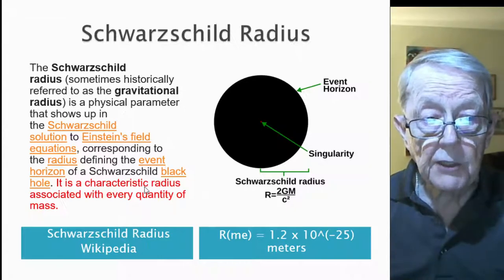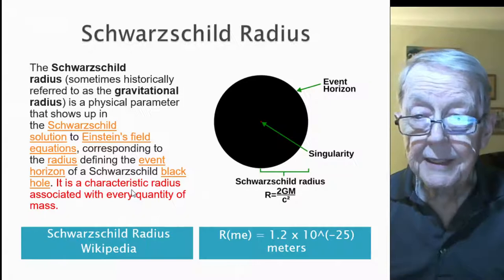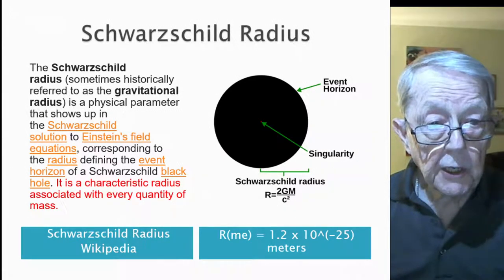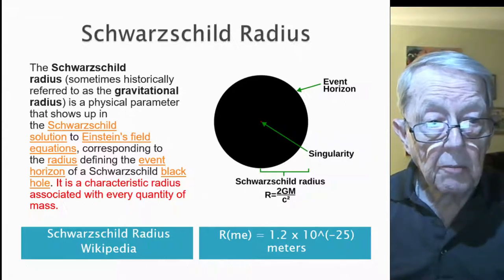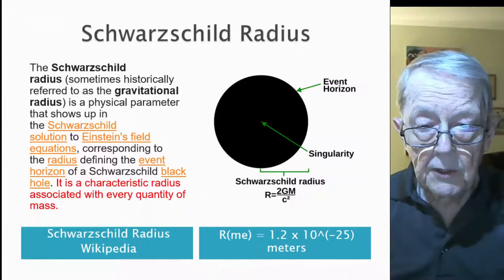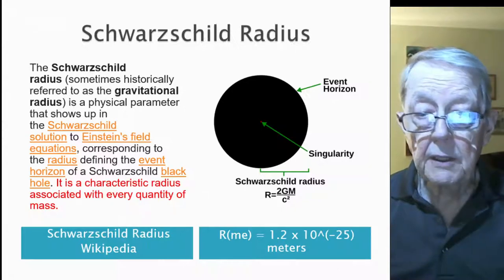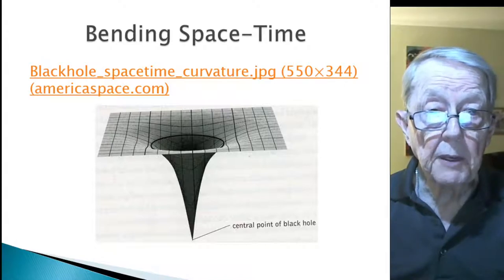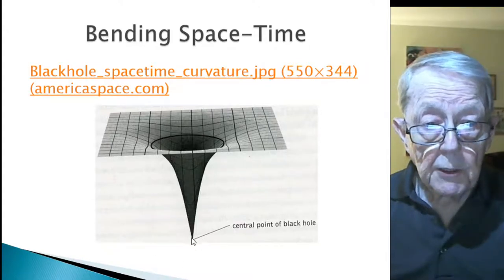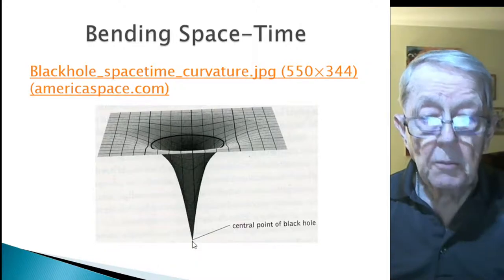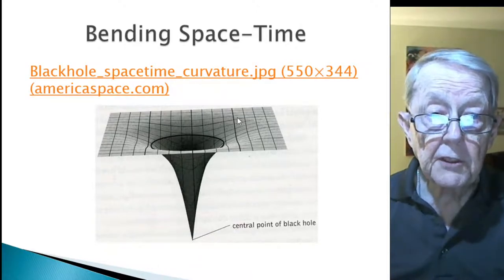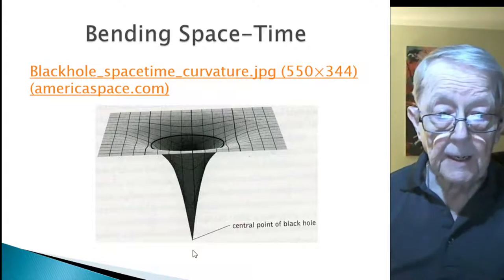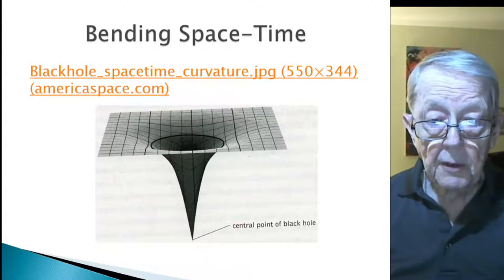I'm not sure that this is something they really intended to say, but a characteristic associated with every quantity of mass. Some statements may just not make sense. Now here's another picture of space-time bending. And this is the point which has zero volume, infinite mass, bending this such that it goes down presumably to infinity. Doesn't really indicate that, but there's the point.